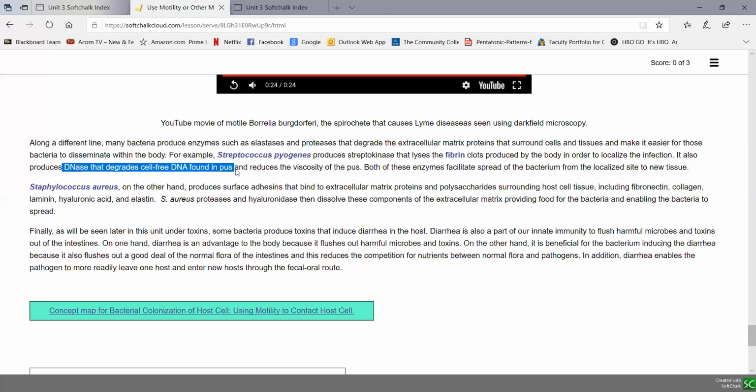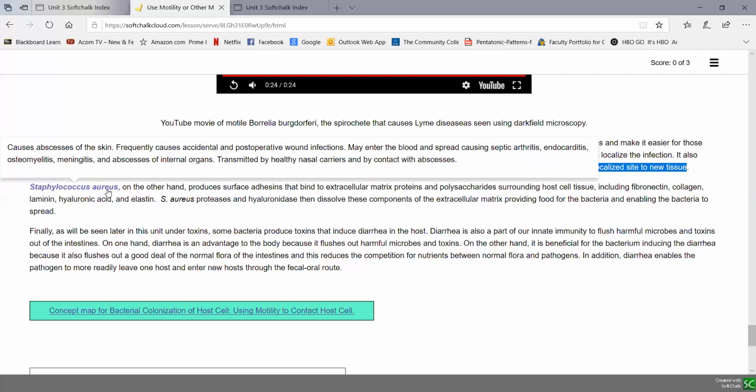In addition, Streptococcus pyogenes produces DNase, an enzyme that degrades the cell-free DNA found in pus. And it's often the DNA in pus that's actually extruded by the neutrophils in the area that produce the viscosity of pus. And that again makes it harder for the bacteria to spread and localizes it. But by breaking down the DNA, that makes the pus much less viscous, and the bacteria can then spread from the localized site to new tissue.